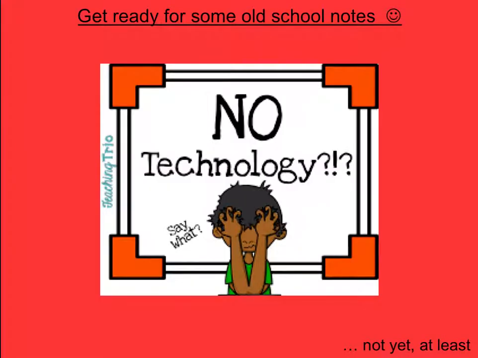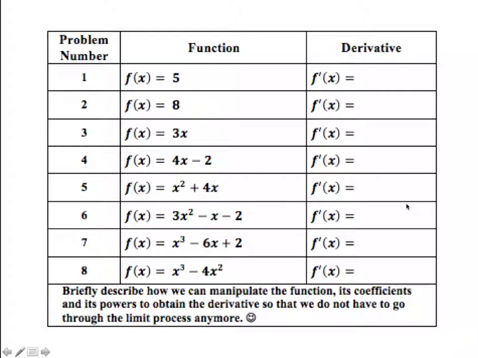This is section 3.3, day 2, for you to take notes on. And the first thing we're going to do is look at your homework from day 1. If we look at this first function here, f of x equals 5, that's a horizontal line. So the derivative, or slope, so to speak, of a horizontal line is 0.